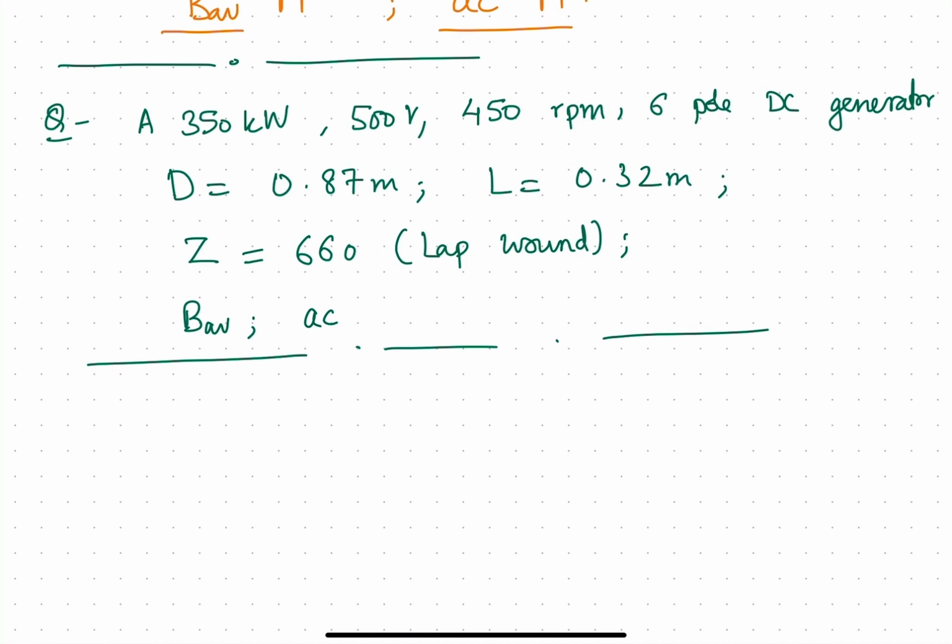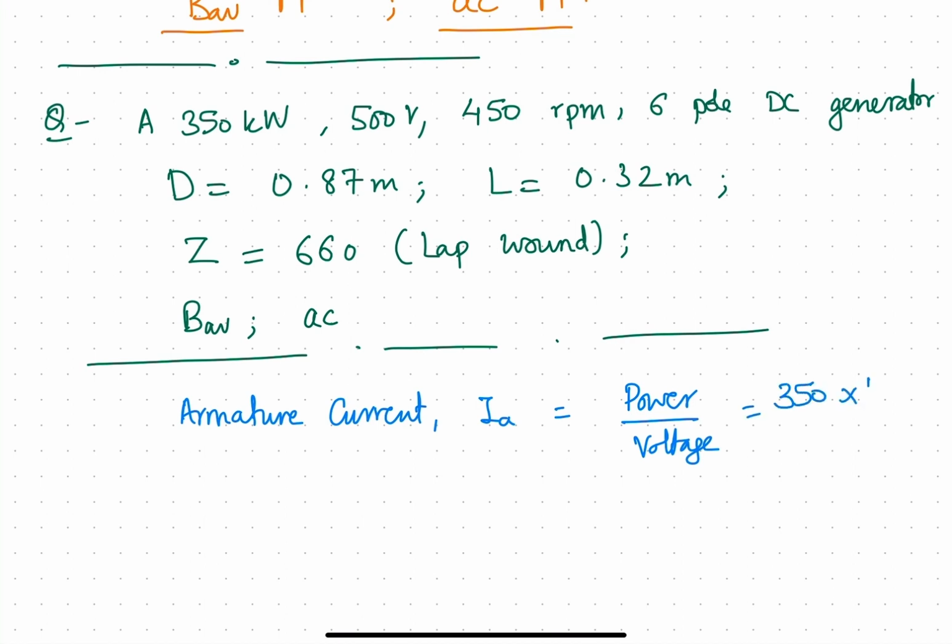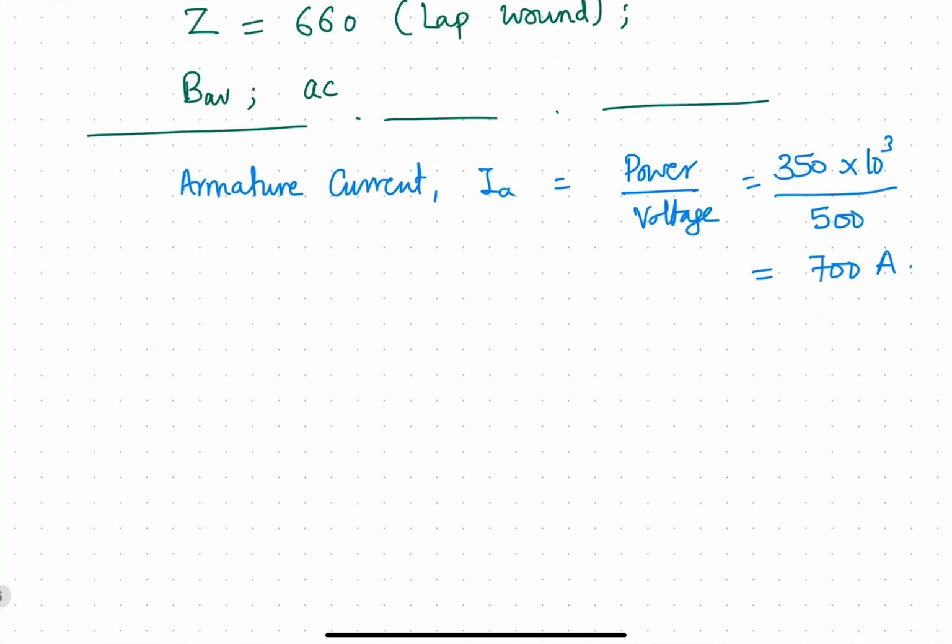So the first step that you're going to do is you will calculate your armature current, IA. That current is power divided by voltage. So we have 350 into 10 to the power 3 divided by the voltage, 500, so this is going to be 700 ampere. This is the armature current IA.